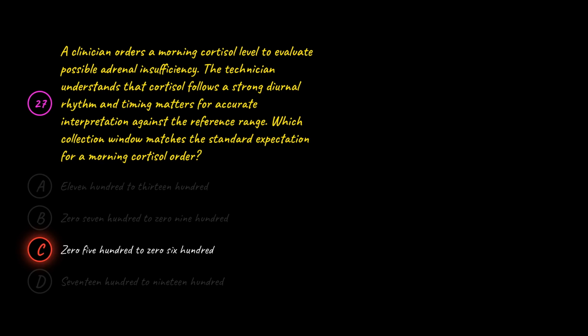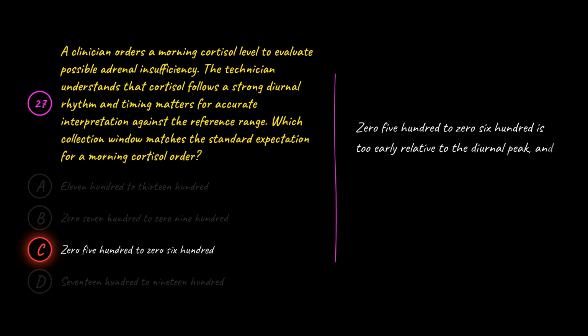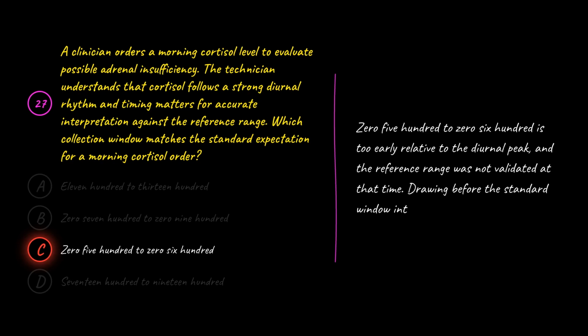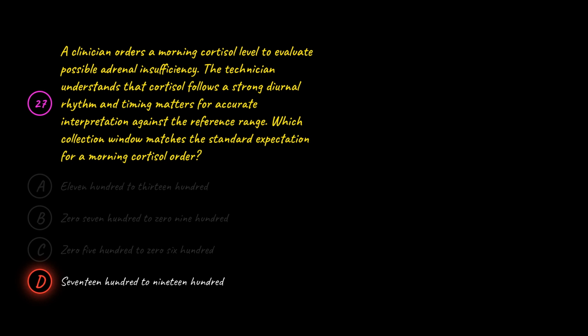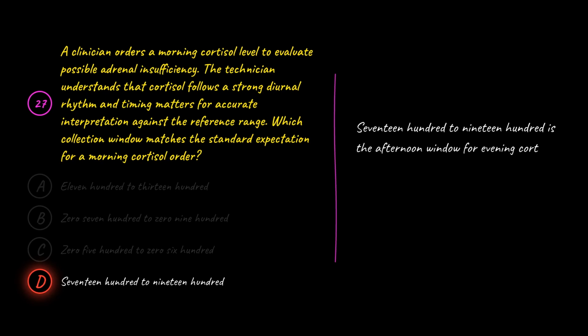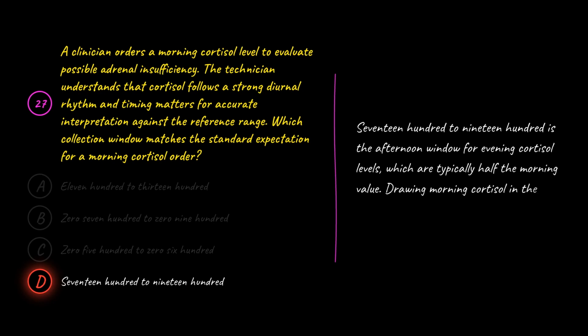Reference ranges for that window do not exist for routine morning cortisol orders, so values would be uninterpretable against published norms. C is wrong because 0500 to 0600 is too early relative to the diurnal peak, and the reference range was not validated at that time. Drawing before the standard window introduces interpretive ambiguity around the value obtained. D is wrong because 1700 to 1900 is the afternoon window for evening cortisol levels, which are typically half the morning value. Drawing morning cortisol in the evening window misses the diurnal peak and uses the wrong reference frame.